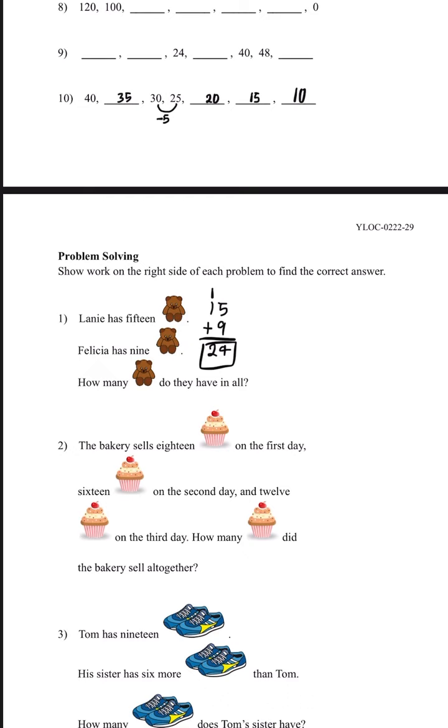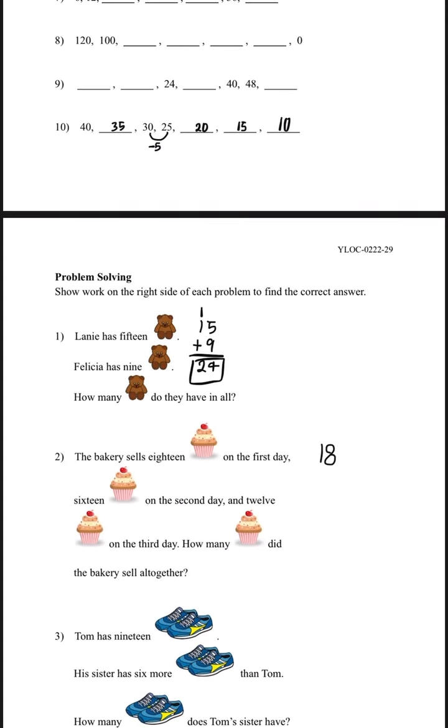Let's look at number 2. It says the bakery sells 18 cupcakes on the first day. So we need to write 18. And then 16 cupcakes on the second day. And 12 on the third day. How many cupcakes did the bakery sell together? So to find the total number, we need to add all these numbers to find the answer.